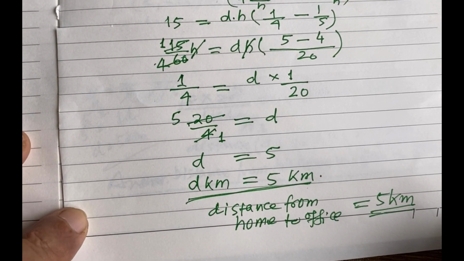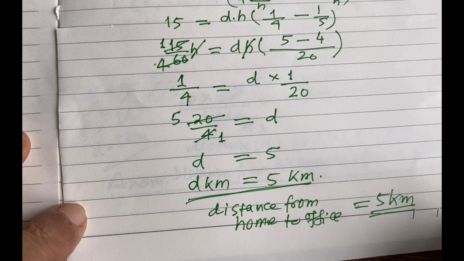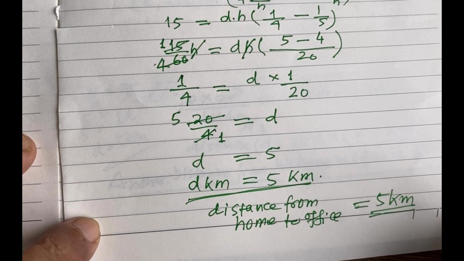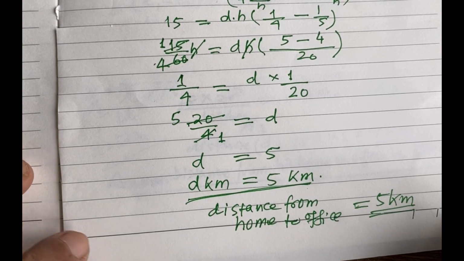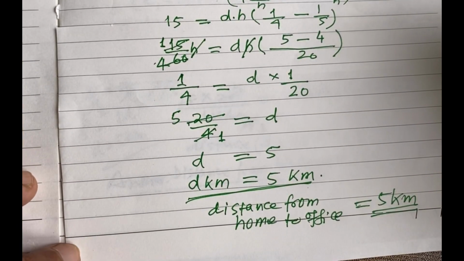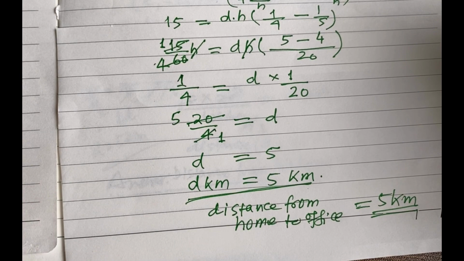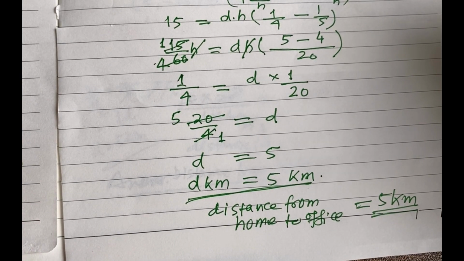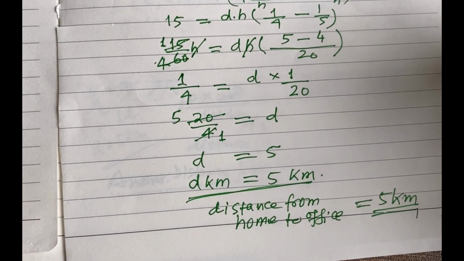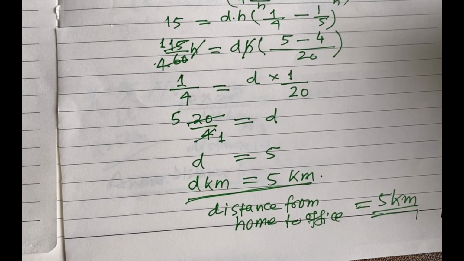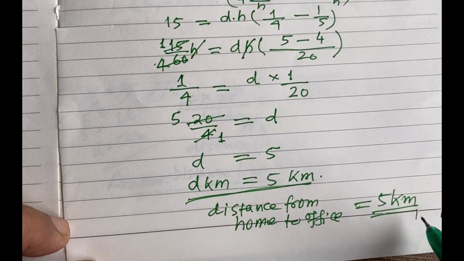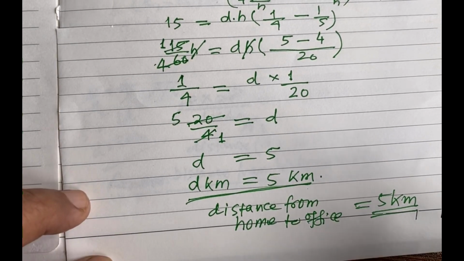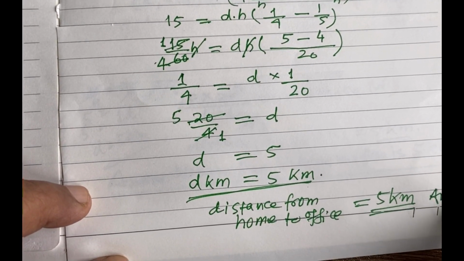So this is how the problem is solved, with all detailed explanations about the speed, time, everything, how speed units are taken, hours and minutes, and this is how the distance is calculated. So the distance is 5 kilometers, and that's the answer.